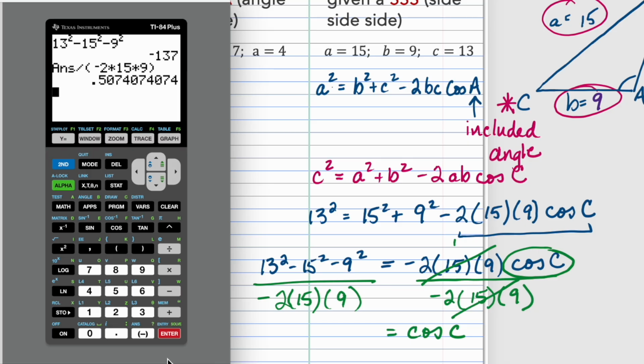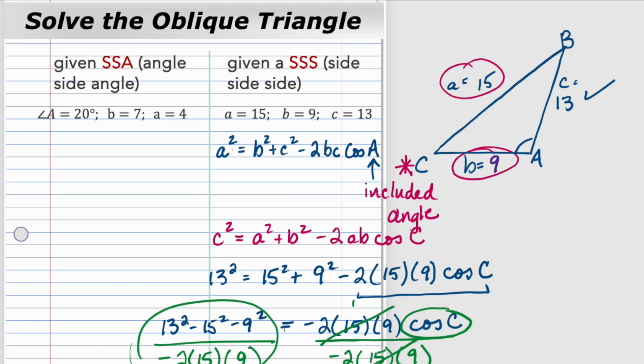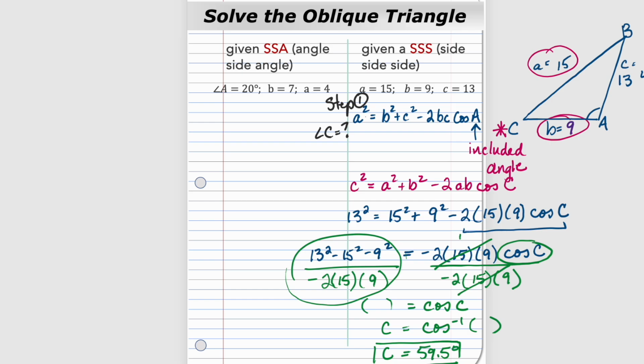And now we need inverse cos. Inverse cosine of the ratio equals 59.5. C is 59.5 degrees. And we got that by using the inverse of all of this. Now, we forgot to even label step 1. We were trying to find angle C. Very important to label those steps, so whoever's marking your work knows exactly what you're doing. Let's move all this over.